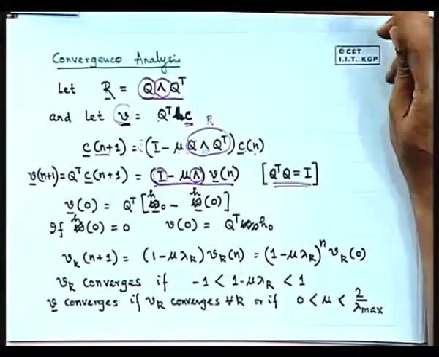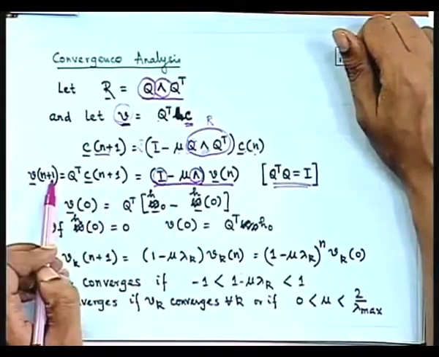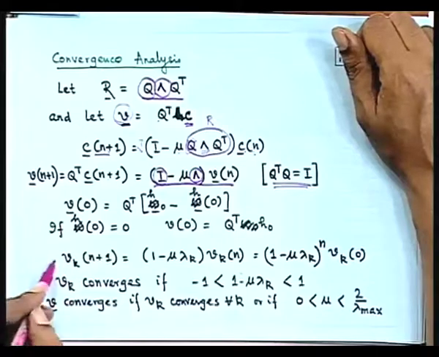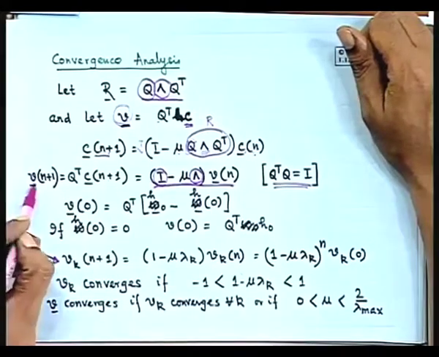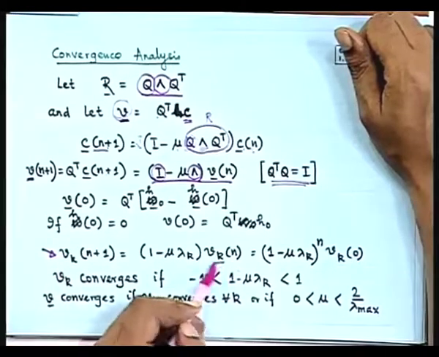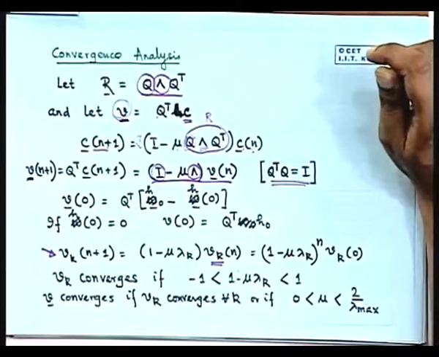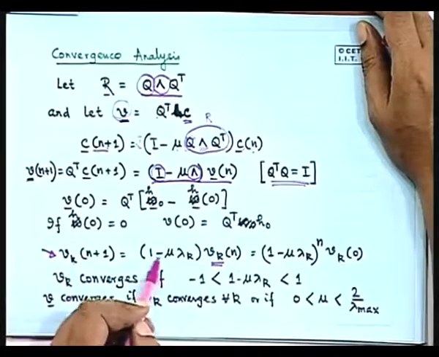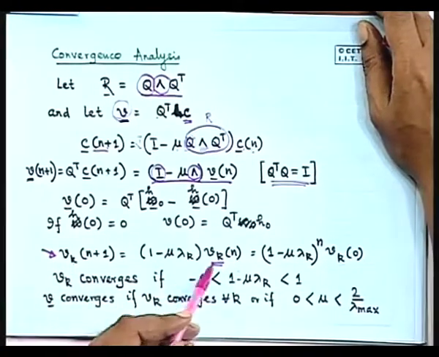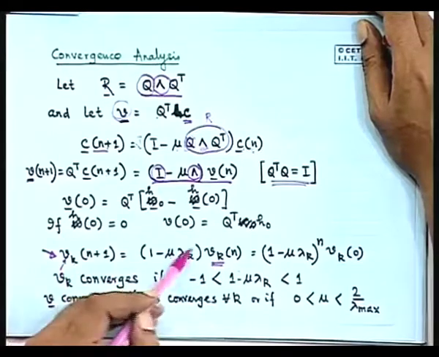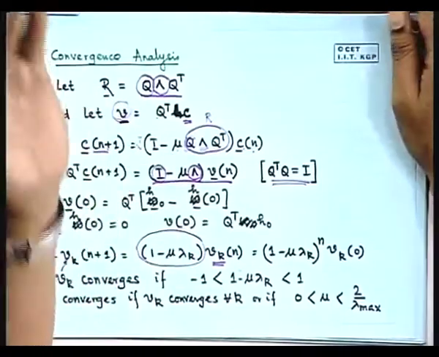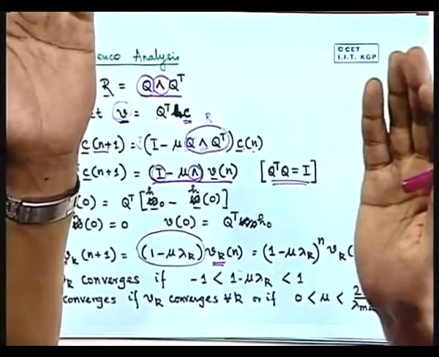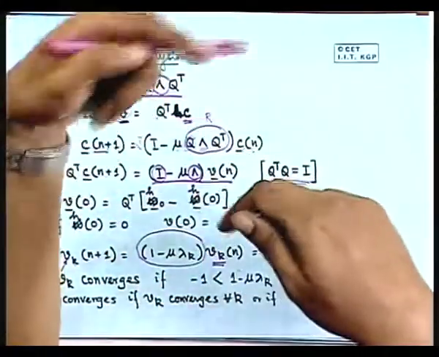But now by making it on this basis, we have reduced it to a diagonal form. So we have a set of scalar equations for each component of V, each involving only that component of V, nothing else. So if Vk at n plus 1 is equal to 1 minus mu lambda k times Vk at n, when does this go to 0? When the magnitude of that factor is less than 1. Then every time you multiply by something less than 1, it will finally go to 0.